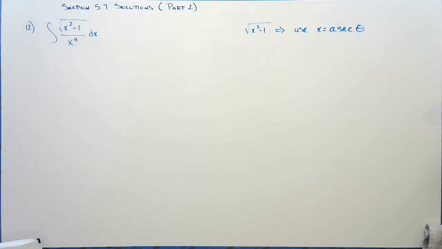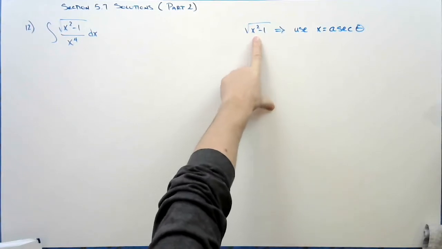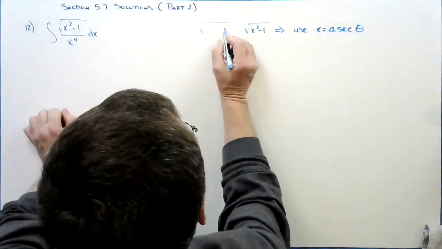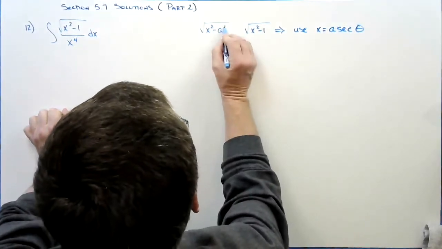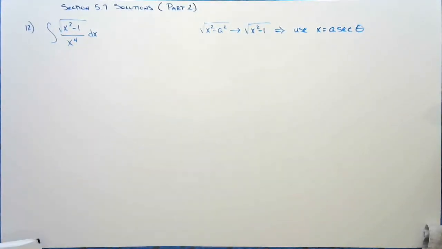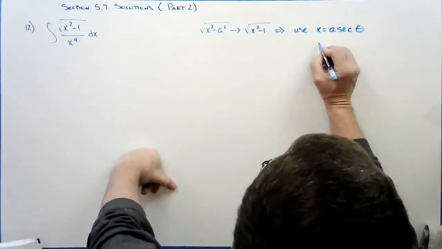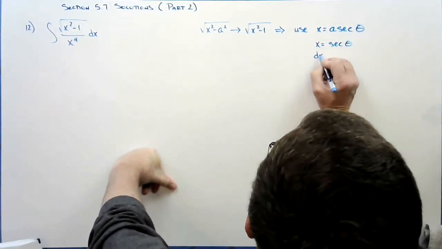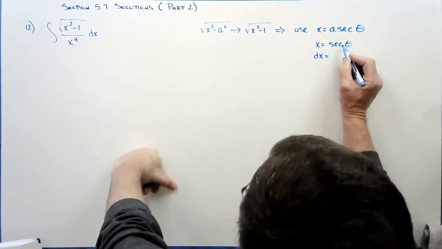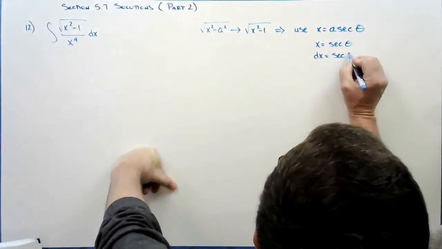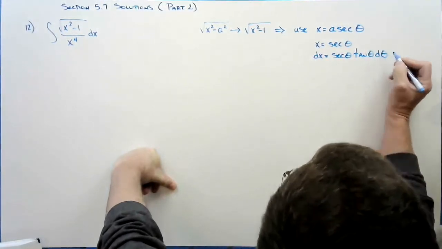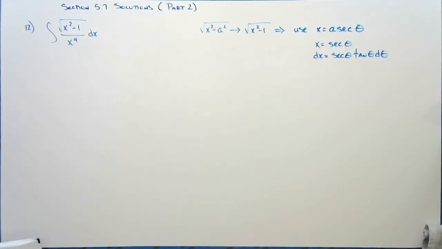They don't actually tell us a secant theta, but we're supposed to know that our value of a here is 1 because this is x squared minus a squared, right? That's the format we're looking for here, and therefore our a is 1. So we're going to use x equals secant of theta. Now that means dx is equal to the derivative of secant. The derivative of secant is secant theta tangent theta d theta. That's going to be our substitution.